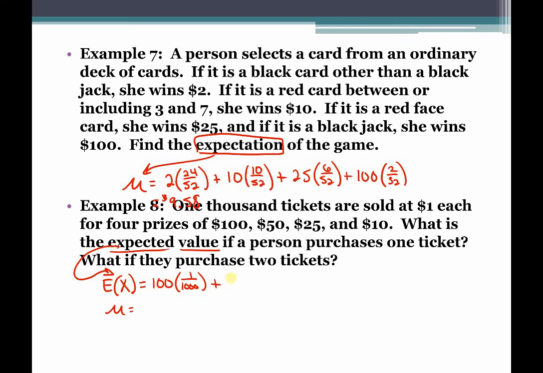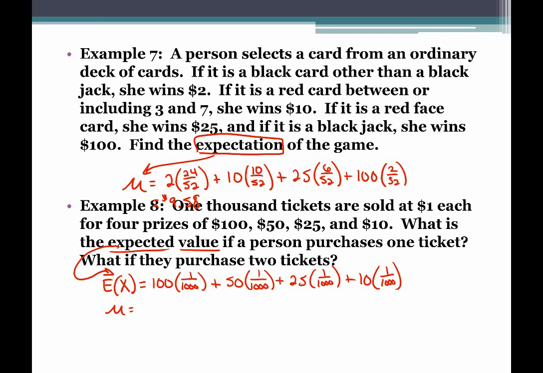Next possible prize, $50. Again, 1 out of those 1,000 tickets will win. Same thing for 25. And same thing for the 10. Now here's the issue. If they were just giving these tickets away, I'd be done. I'd do my computation, be done. But it says I actually purchased a ticket and they cost $1. So in this one I can lose. I can lose my $1.